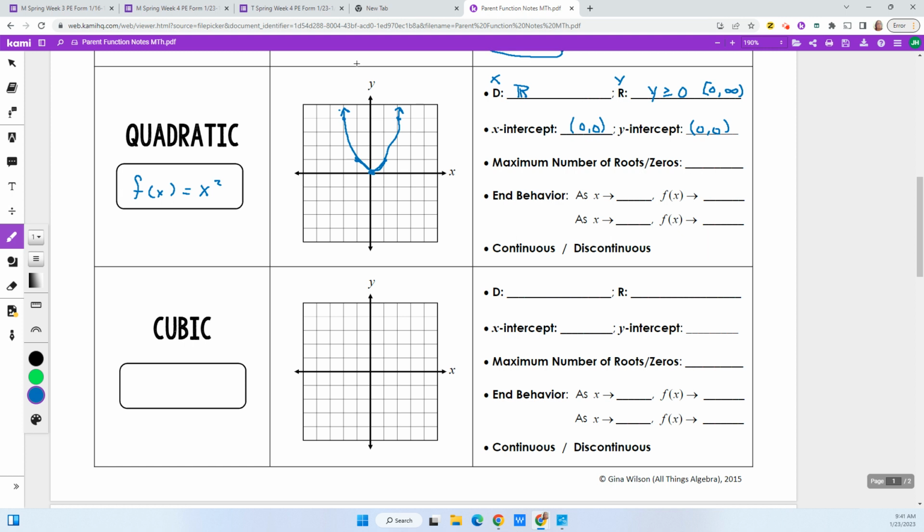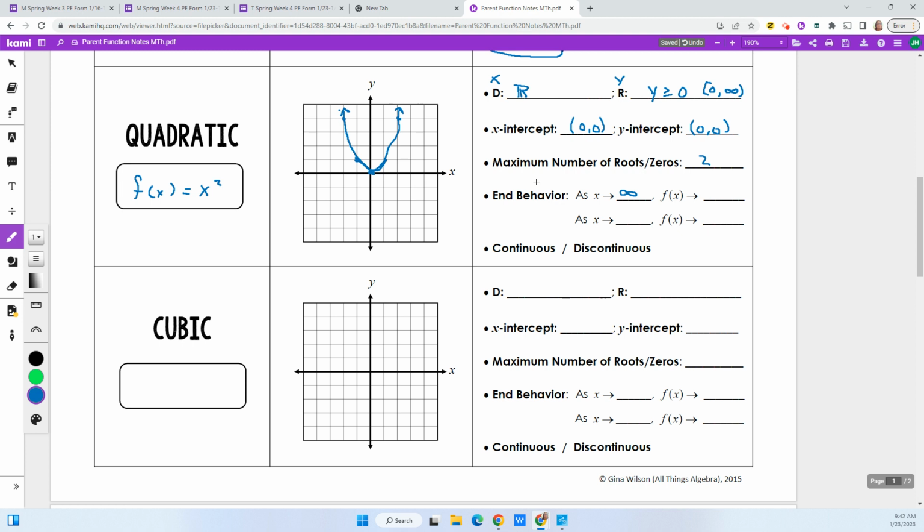Maximum number of roots and zeros means how many could we have? Like what is the highest potential? And because this can cross in two different spots, again, we have two things going in the same direction, right? Both up on both sides. It means we could have two roots.